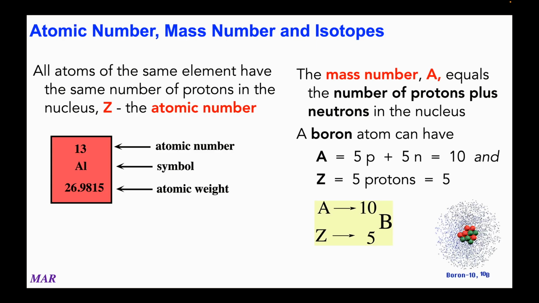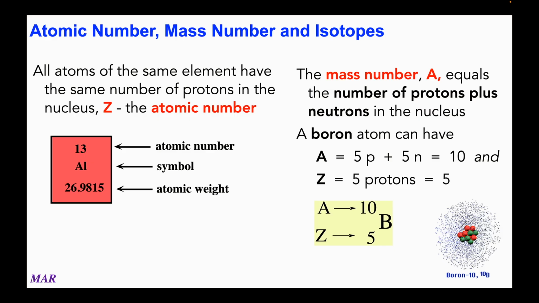However, you can have more than one version of the same element, and this got us into isotopes. To figure out isotopes, we need to talk also about the mass number. The mass number, which gets the symbol A, is equal to the protons plus neutrons in the nucleus. As an example, boron is number 5 on the periodic table. That means it has 5 protons, no problem. But boron can have 5 neutrons. We'll talk about why it sometimes doesn't have that too. If you want to figure out the mass number for a boron atom with 5 neutrons, it's protons plus neutrons, 5 plus 5, so 10 would be the mass number.